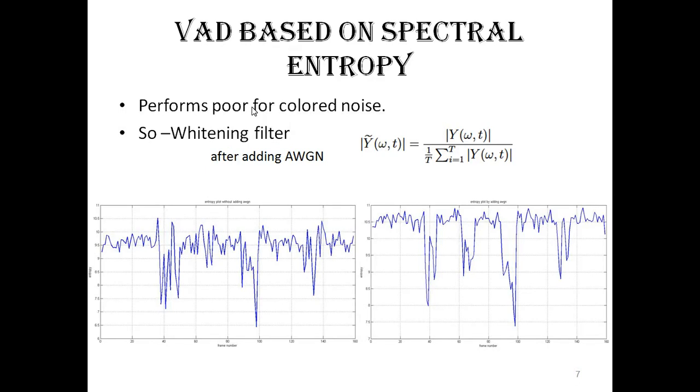Another important thing to be noticed is that this spectral entropy measure based voice activity detection performs poorly in colored noise conditions. In order to avoid this, we employ a whitening filter before performing this voice activity detection. So by this we will ensure that the non-speech regions are fairly white and the threshold based decision will perform reasonably well.